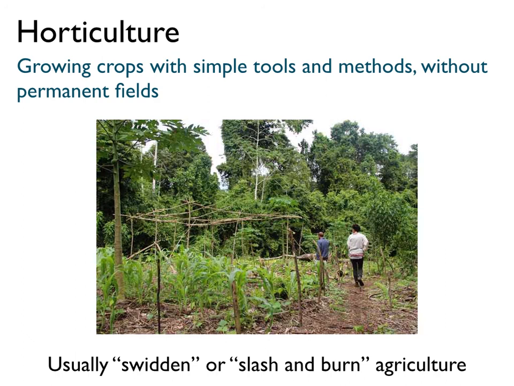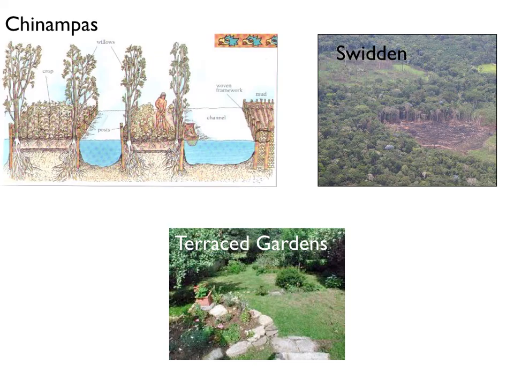They'll plant the crops, they'll do a little bit of weeding, and then they'll basically check on them every now and then to see what's come up. There's no irrigation, there's no use of pesticides. It's a very kind of low-key, shall we say, way of farming. And there's a variety of ways that people do horticulture around the world. Some more widespread than others.